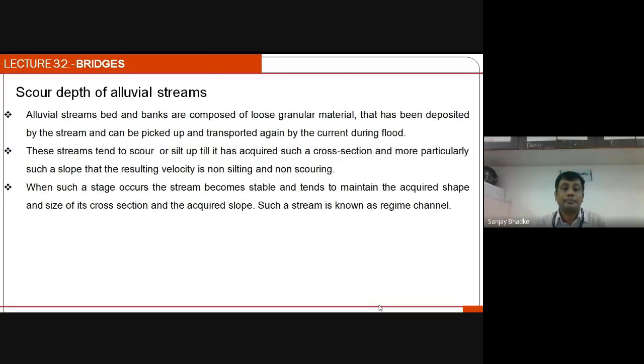The scour depth. Alluvial stream bed and banks are composed of loose granular material that has been deposited by the stream and can be picked up and transported again by the current during flood. The stream tends to scour or silt up till it has occupied such a cross section, and more particularly such a slope, that the resulting velocity is non-silting and non-scouring. When such a stage occurs, the stream becomes stable and tends to maintain the acquired shape and size of the cross section and acquired slope. Such a stream is known as a regime channel.